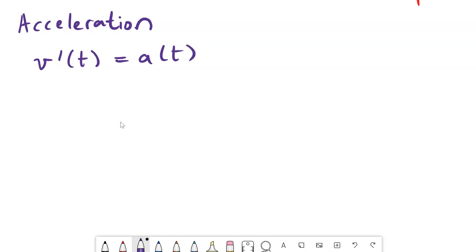What does this even mean, right? Because acceleration is a kind of weird concept. Its units are usually meters per second squared, but what does that really mean? It doesn't make any sense to a lot of people.